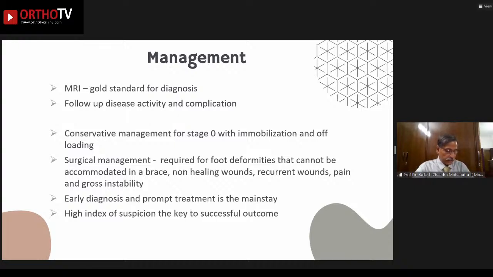You are working as a consultant orthopedic surgeon at King's College Hospital, London. You are also honorary senior lecturer of King's College, London, and associate professor at Odense University Hospital and the University of Southern Denmark. You are a member of the Education Committee of the British Orthopaedic Foot and Ankle Society, and most recently the president of the International Association of Diabetic Foot Surgeons. So he is controlling the entire globe so far as Charcot foot management is concerned. Thank you, Professor Venu, for giving your time and valuable inputs. We are eagerly waiting for your deliberations.